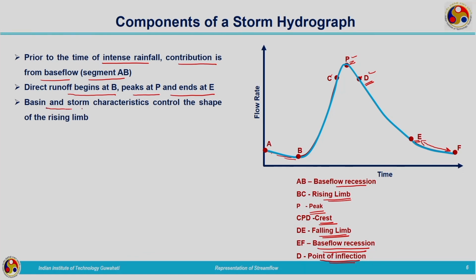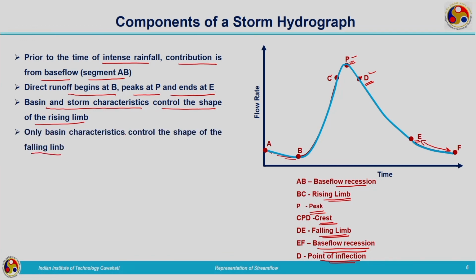Then basin and storm characteristics control the shape of the rising limb, because I have already told you B is the point where the runoff starts. So, the shape of the rising limb is characterized by the basin and storm characteristics. Then coming to the falling limb, the shape of the falling limb depends only on the basin characteristics, because by the time the peak is attained, the storm has already stopped. So, when we discuss the shape of the falling limb, there is no contribution coming from storm characteristics. It is purely based on the basin characteristics.